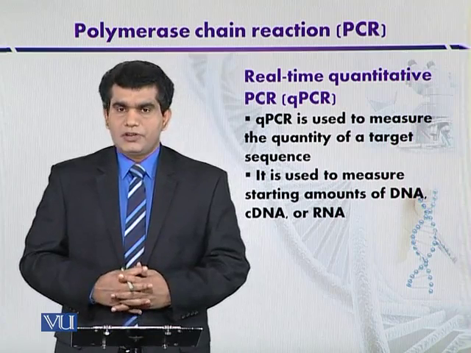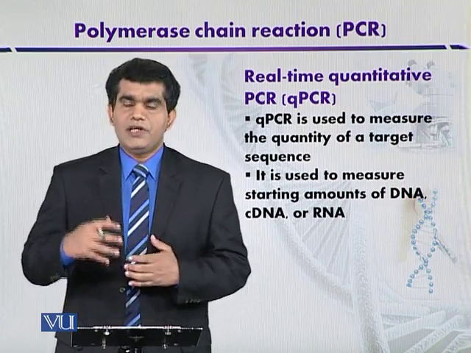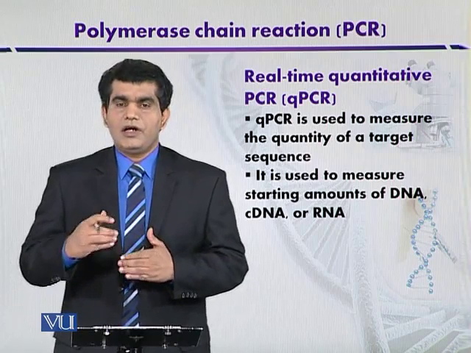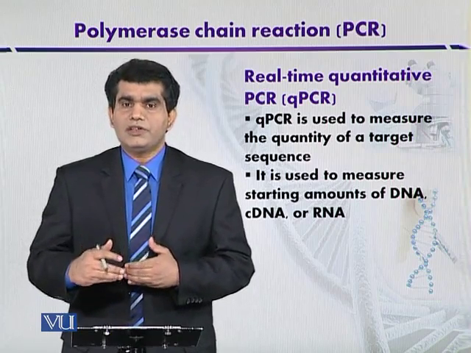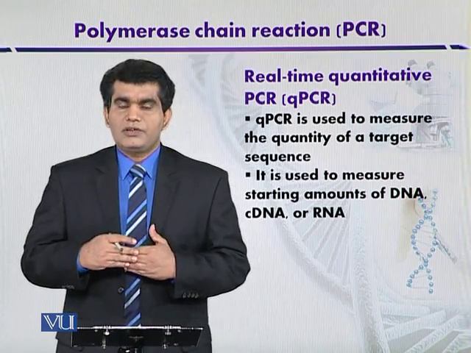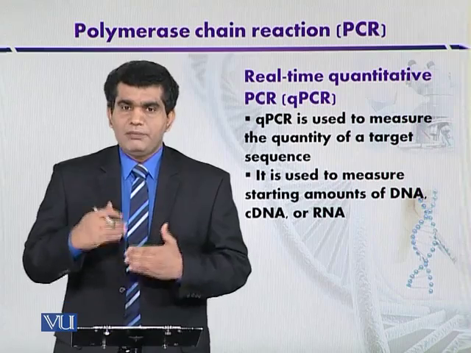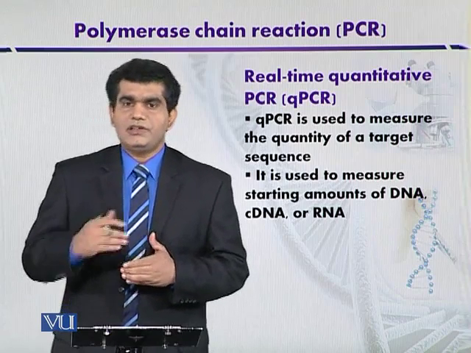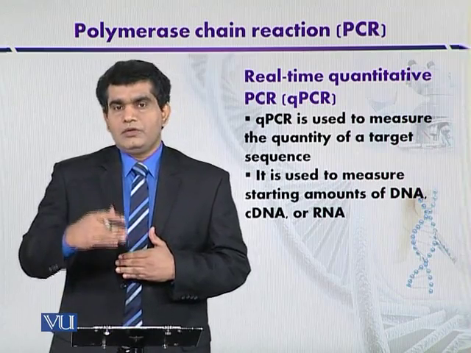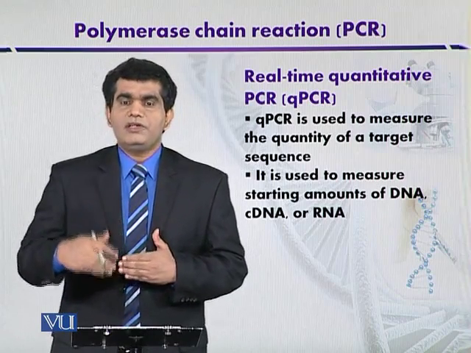Under certain circumstances, it is advantageous or desirable that we have an idea about the starting concentration of the nucleic acid. कि अगर starting concentration ज़्यादा है टेम्पलेट डीएनए की या cDNA की या RNA की, तो आफ्टर पर्टिकुलर साइकिल जो concentration है वो भी ज़्यादा होगी.